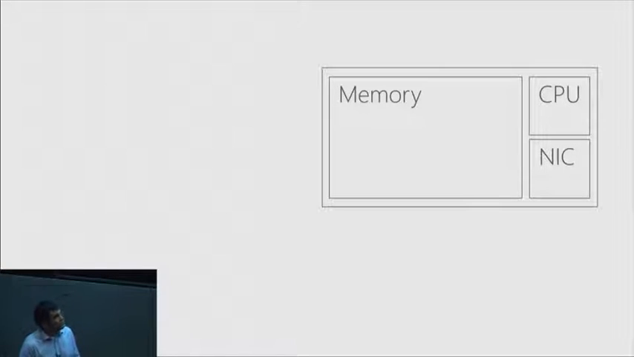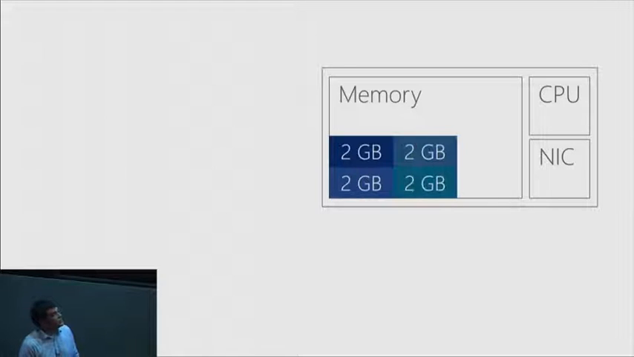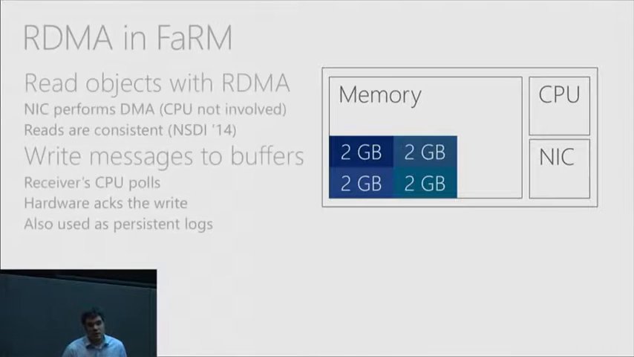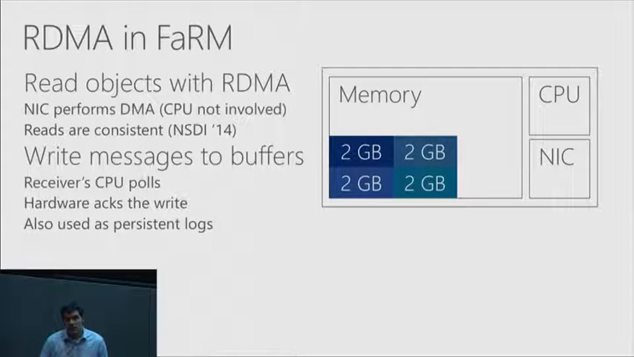So how does FaRM use the machines in a cluster? Basically, I mentioned that it takes the memory of all the machines and exposes them as a shared address space. So every machine takes most of its memory and contributes it to this shared address space. And this is done in chunks of 2 gigabytes that we call regions. And then FaRM extensively uses RDMA to access these regions.